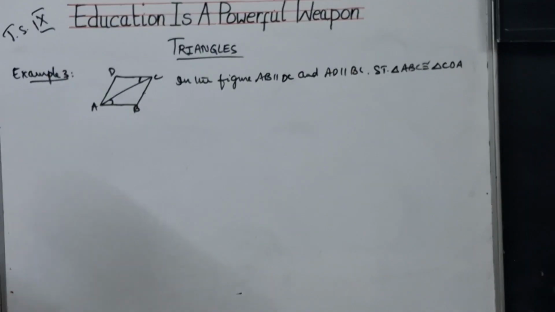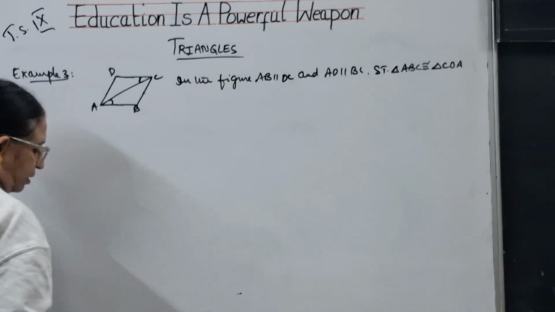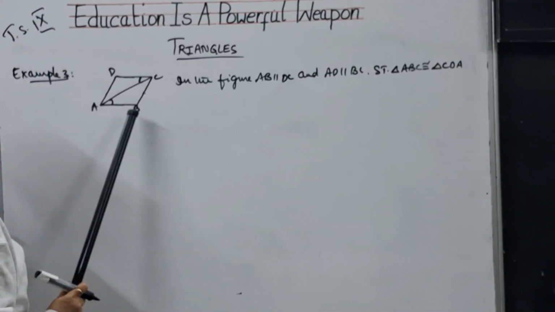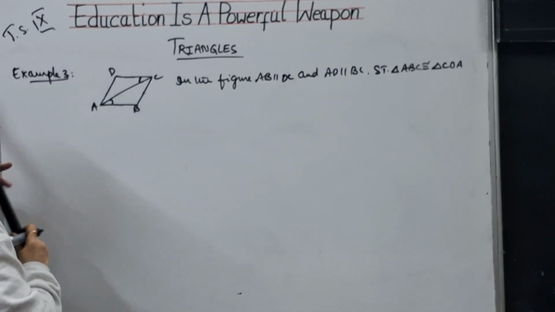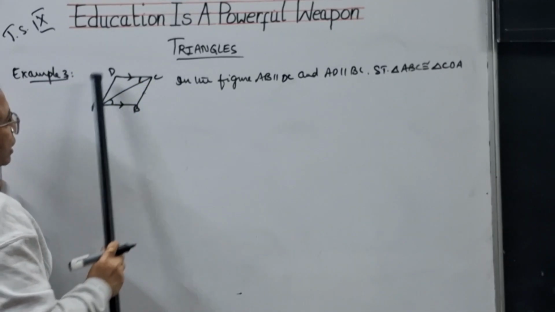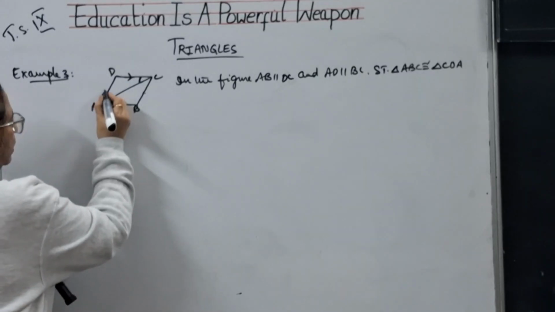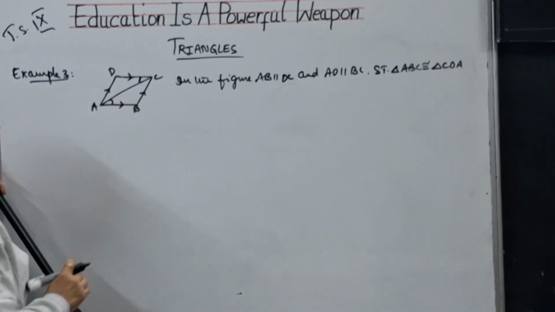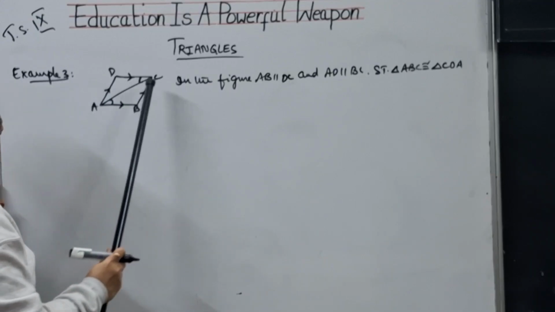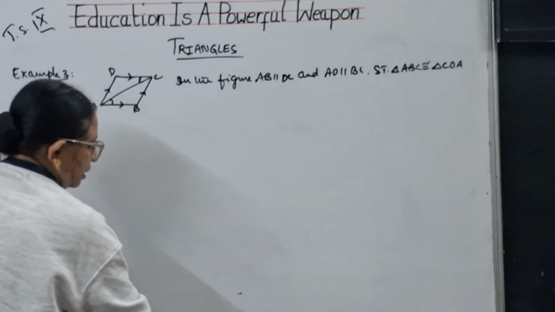Now, example 3, children. Example 3 says, in the figure they have given, AB is parallel to DC. Parallel means you can keep an arrow symbol, and AD is parallel to BC. Even here you can keep an arrow symbol. So you have to show that triangle ABC is congruent to triangle CDA.